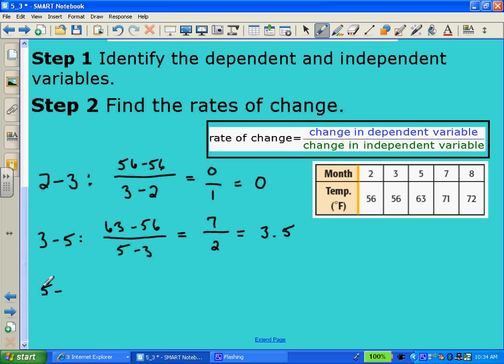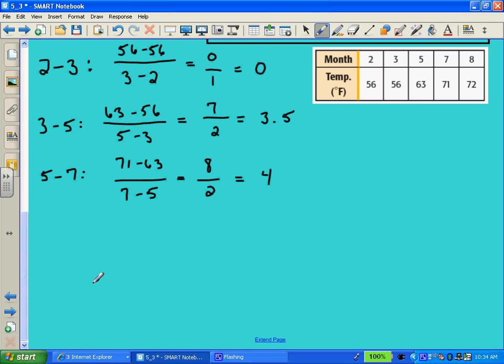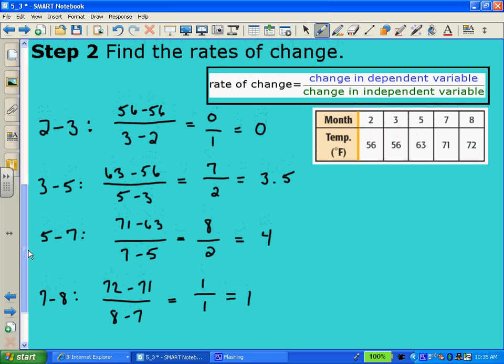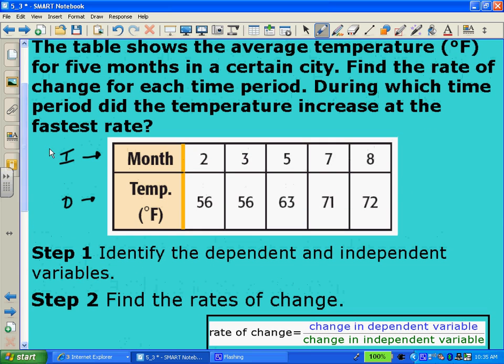Now let's go months 5 to 7. That will give me 71 minus 63 over 7 minus 5. So 71 minus 63 is 8, and 7 minus 5 is 2. So the rate of change for temperature between those months is 4. And then finally, months 7 to 8. Now I have 72 minus 71 over 8 minus 7, and that gives me 1 over 1, which is just 1. So the rate of change for months 7 to 8 is just 1.